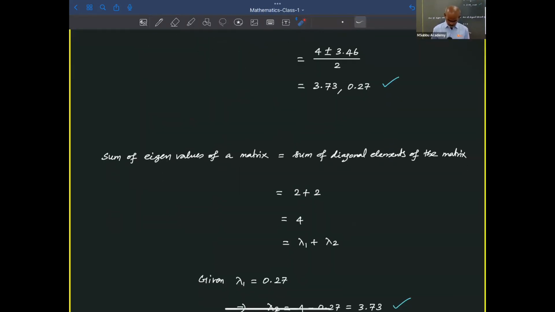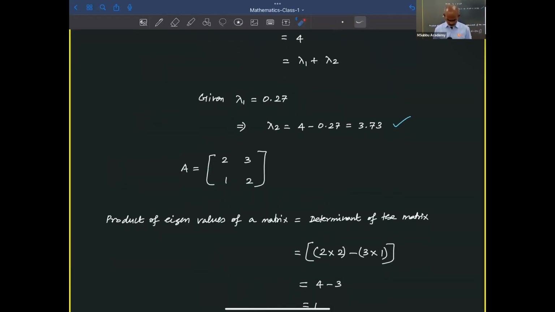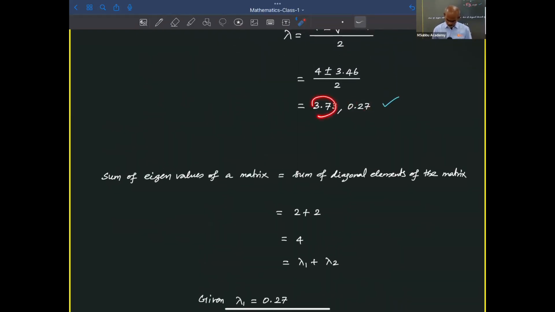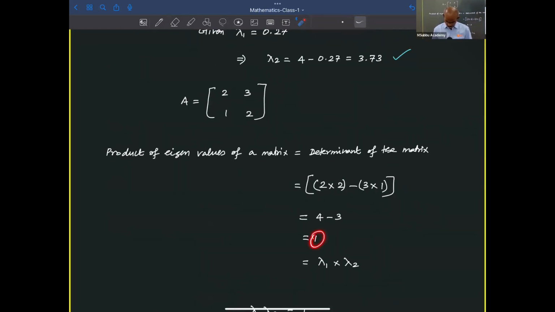So let us see. There is also one more rule: the product of eigenvalues of a matrix is equal to the determinant of the matrix. So what is the product of the eigenvalues? Of course, lambda 1 multiplied by lambda 2. If you multiply this and this, what will you get? That is actually coming as 1. That is also equal to the determinant of the matrix. So what is the determinant? 2 into 2 minus 3 into 1. So it is going to be 1.